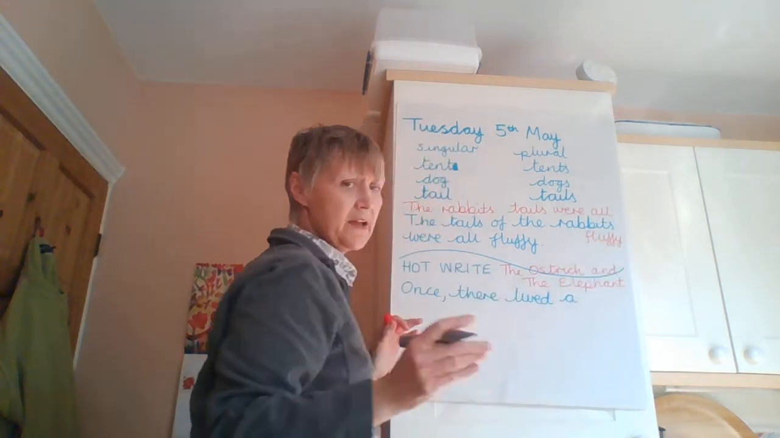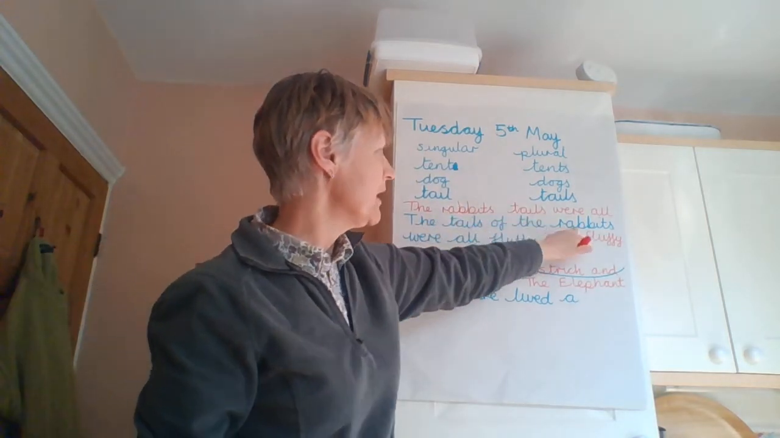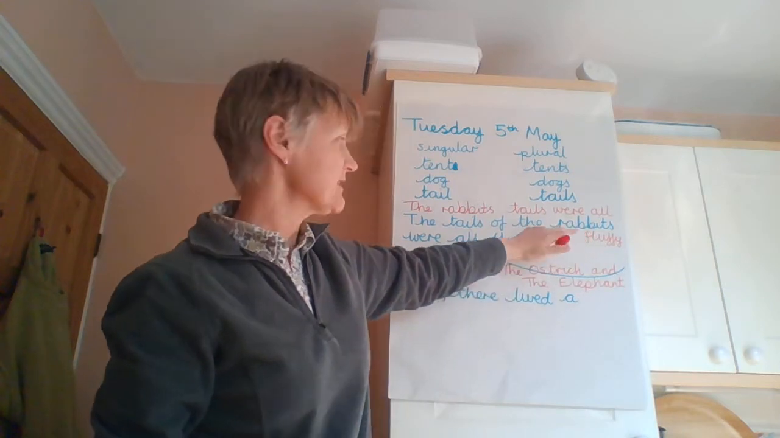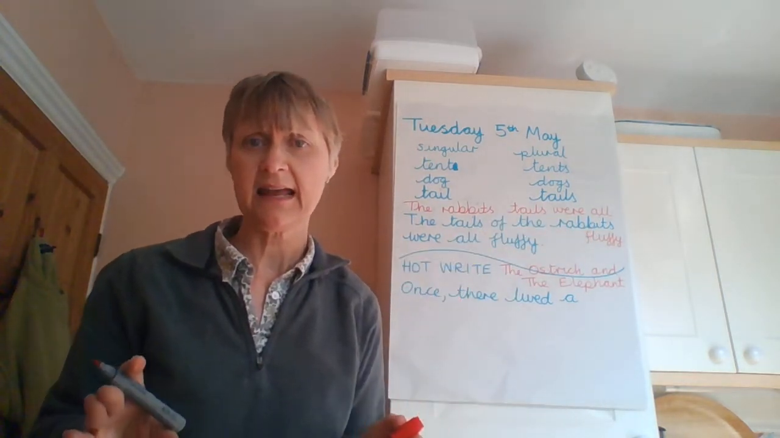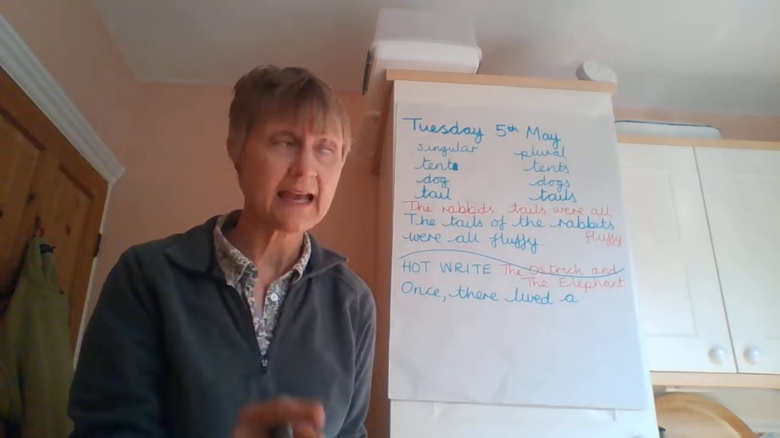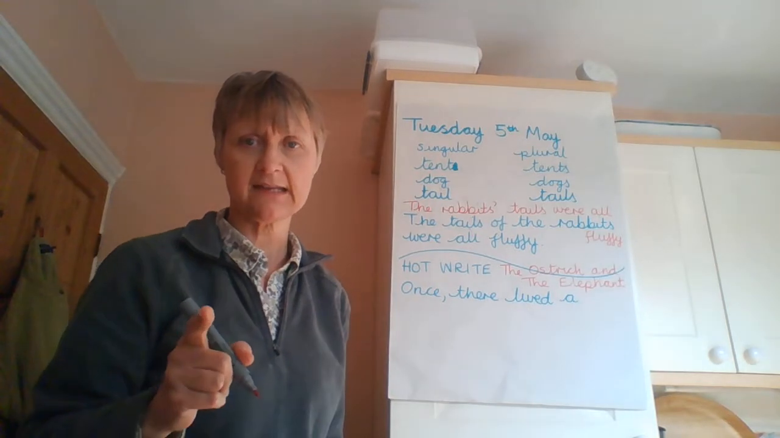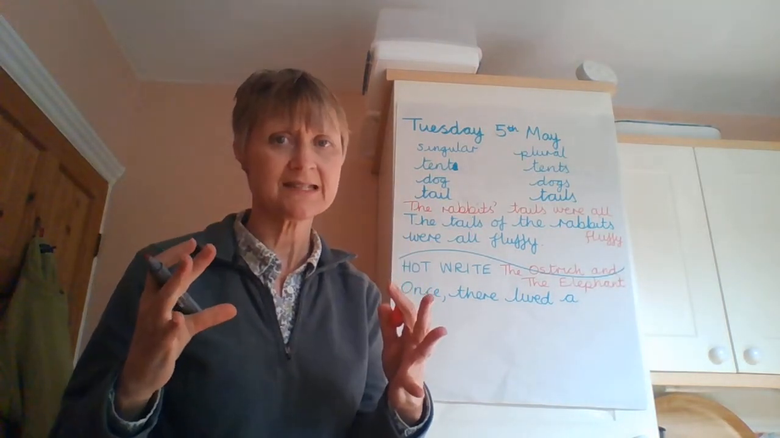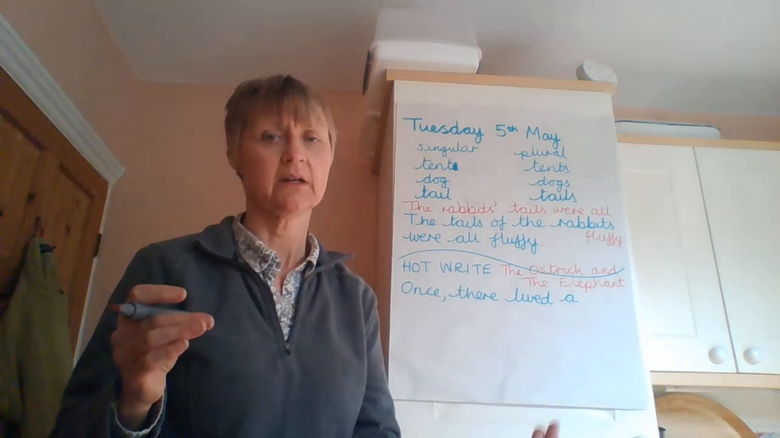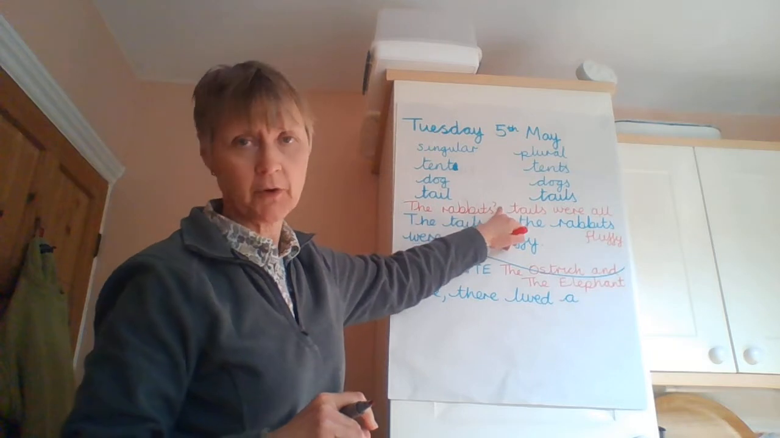Now, where does the apostrophe go? The rabbits' tails, there are lots of rabbits and they have got lots of tails. Rabbits is the noun, it's got an S on the end, so we put the apostrophe after the S. It's not one rabbit, it's lots of rabbits and their tails. So the rabbits' tails, S apostrophe.